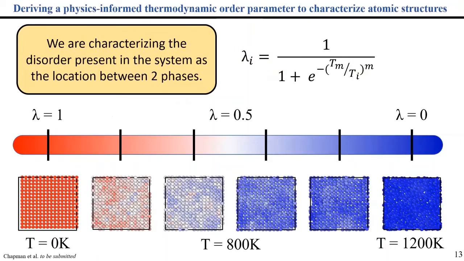So the order parameter itself is actually quite simple. It's shown up here. There's lambda I. It's really just a sigmoid function where we're taking the ratio on the x-axis of the melting temperature of that phase with the current temperature you're at during an MD simulation, raised to some semi-empirical power m, which in this case will be 3/2.